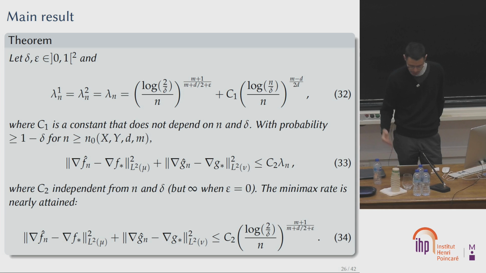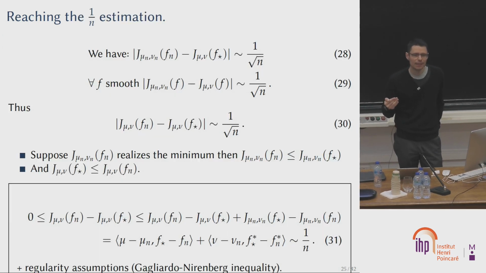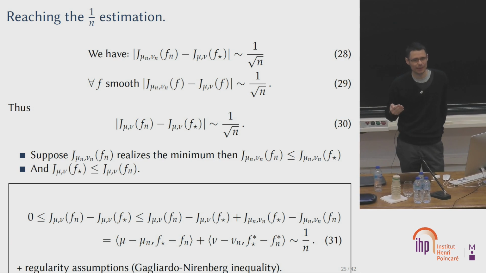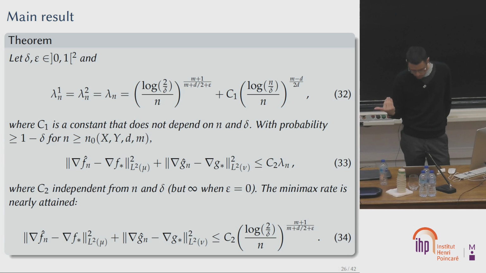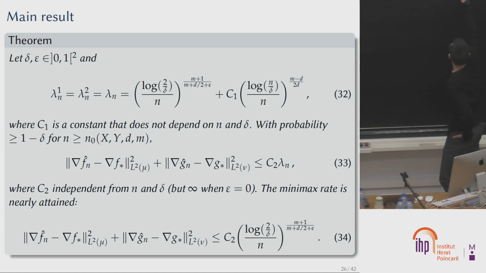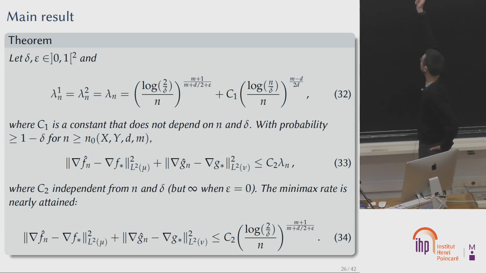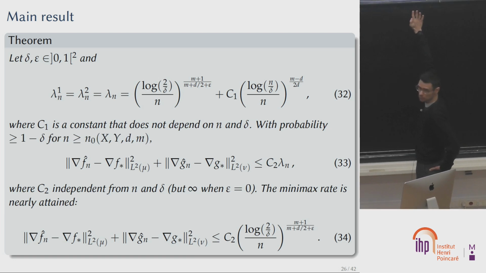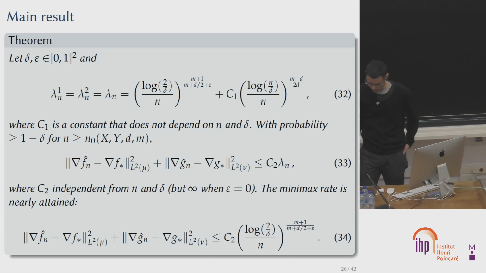Due to this Gagliardo-Nirenberg inequality, we are not able to get back to the 1 over n rate, but almost, up to a factor epsilon, which is shown here. The epsilon here is due to the Gagliardo-Nirenberg inequality. If it weren't present, we would get the optimal minimax rate.